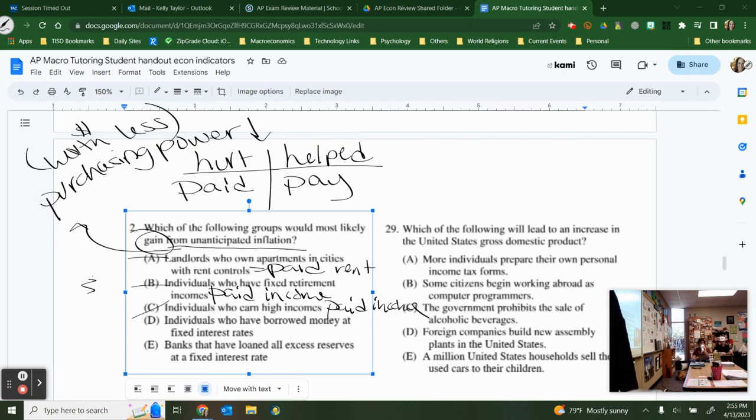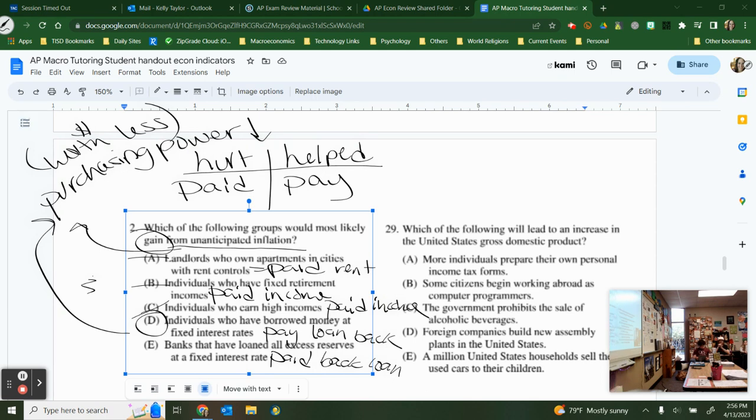Individuals who have borrowed money at a fixed rate of interest have to now pay the loan back. The money that they are paying is worthless, which is why D is correct. And also E, the bank is being paid their money back. So four of these are being paid, and only one of them is having to pay. The borrowers are paying a loan back that is essentially worthless, so they don't mind at all. Questions on that?